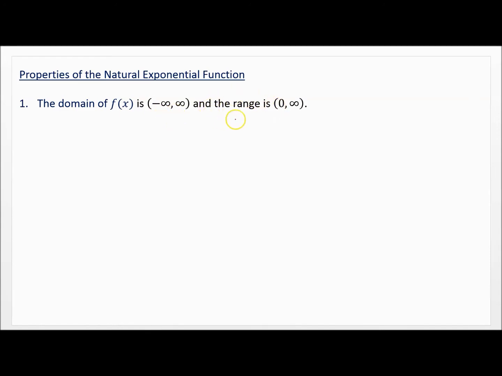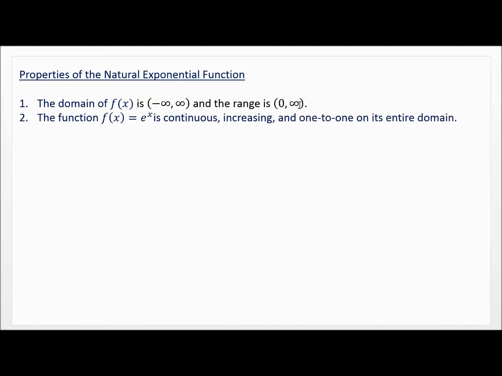Whereas the range of an inverse function is the domain of the natural log, which is 0 to infinity, so that is now the range, okay? Property 2, the function f of x equals e to the x is a continuous function. The function is increasing because its inverse is increasing. Remember, we had that property in the inverse functions, and it is one-to-one because the original function, which is the natural log of x, is a one-to-one function.